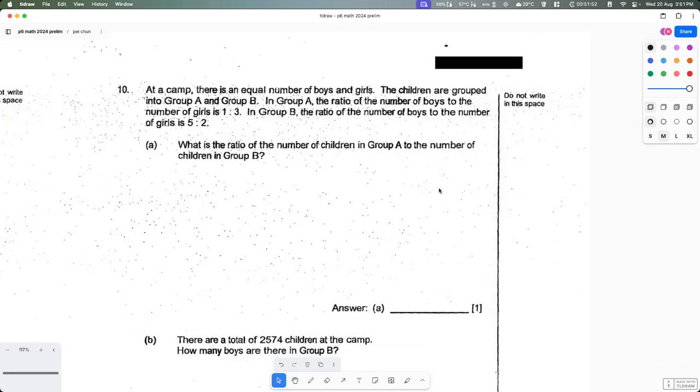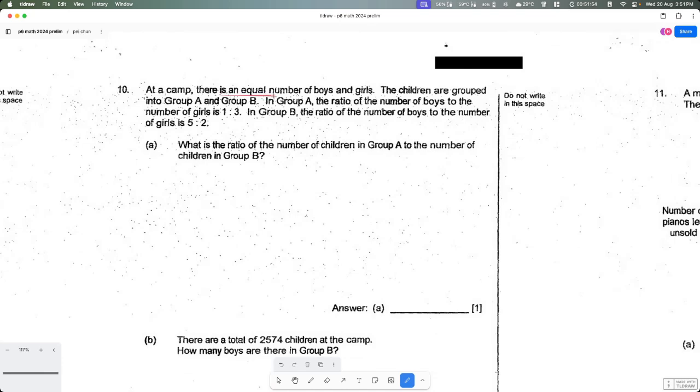Question number 10. At a camp, there is an equal number of boys and girls. The children are grouped into Group A and Group B. In Group A, the ratio of number of boys to number of girls is 1 is to 3. In Group B, the ratio of number of boys to number of girls is 5 is to 2. What's the ratio of the number of children in Group A to the number of children in Group B?